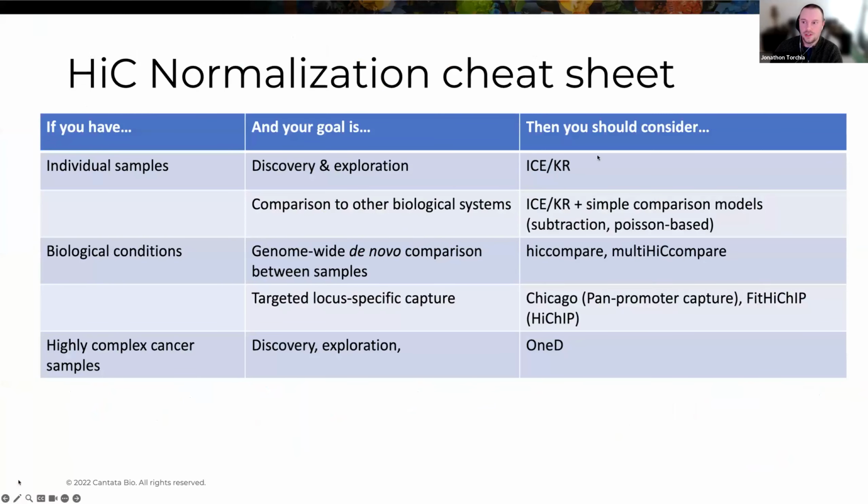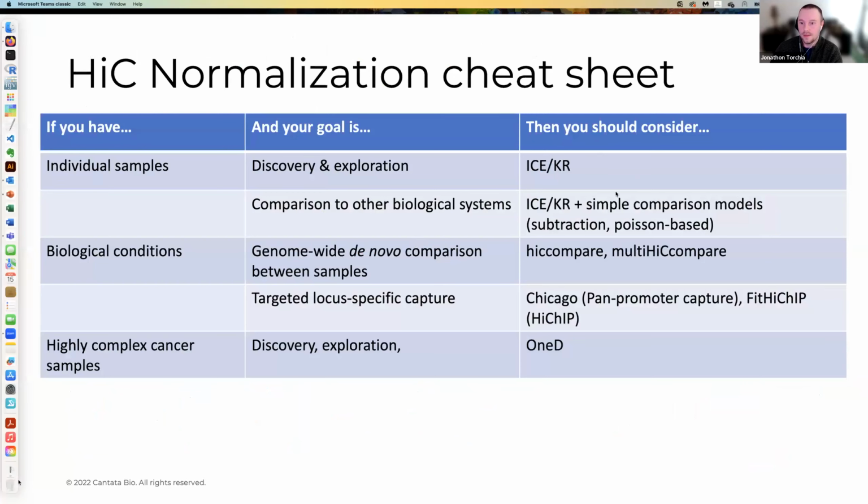So this is a cheat sheet that hopefully will simplify that process. I don't think we need to go over every word right now, but basically, depending on what your goal is, if you're looking within individual samples and you want to explore your data, ICE and KR do just fine. And these are packaged with the majority of tools that are designed for processing Hi-C data.